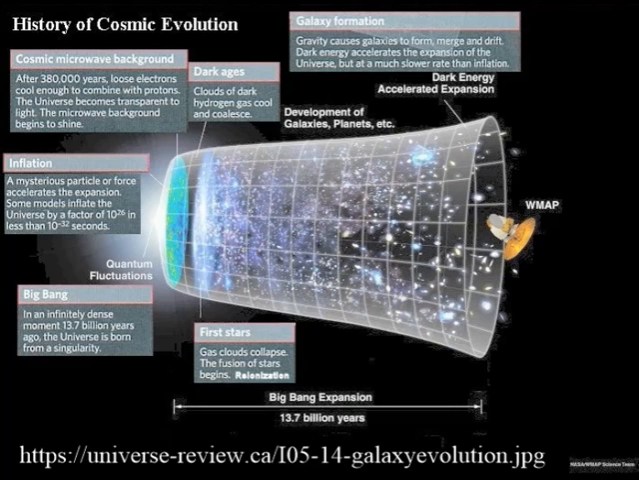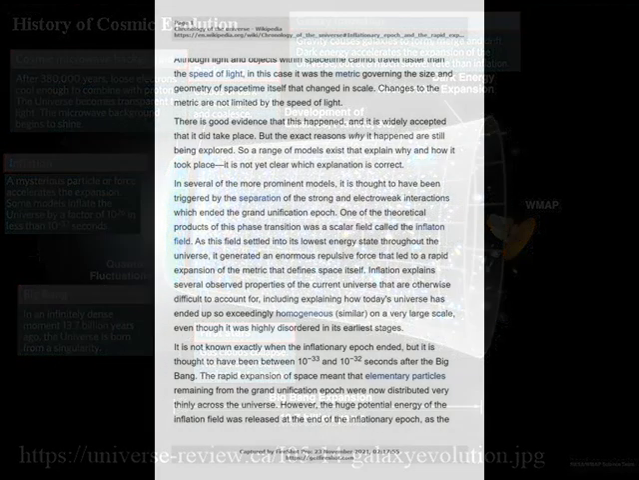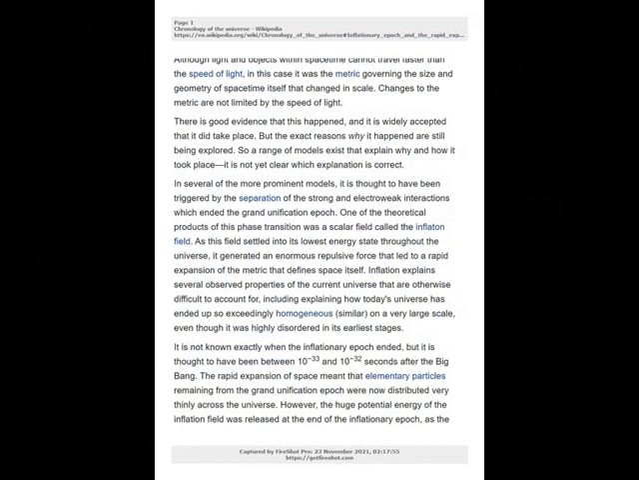So, within 10^-30 seconds, the universe enlarged by a factor of at least 10^25 in every direction. It expanded at an accelerated rate, pulling regions of space apart faster than the speed of light. This change is known as inflation. Although light and objects within spacetime cannot travel faster than the speed of light, in this case, it was the metric governing the size and geometry of spacetime itself that changed in scale. Changes to the metric are not limited by the speed of light.